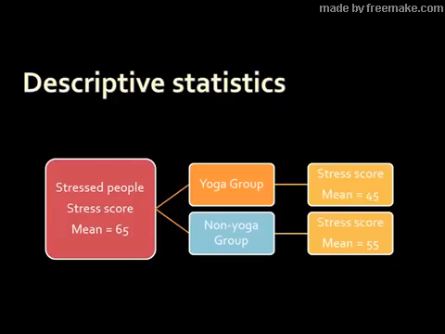So we have our yoga group and our non-yoga group. They go through the study, we collect the data, and at the end of it, we then again assess everybody's stress score. And now we find that the yoga group has a stress score with a mean of 45. All right, so the mean has gone down by 20 points. The non-yoga group has also gone down. They've gone down by 10 points, so they're at 55.